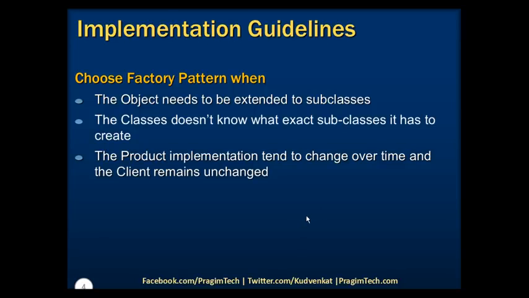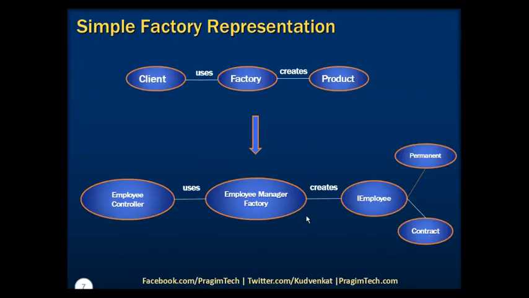Now let's switch to another diagram. From the illustrated diagram, the client, which is the employee controller in our case, uses the factory, which is the employee manager factory, and creates the respective products, which in our case are contract and permanent employee manager, through the interface IEmployeeManager. Hence we can say that we have achieved a simple factory implementation.